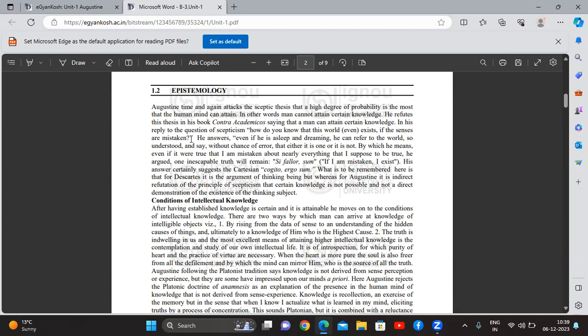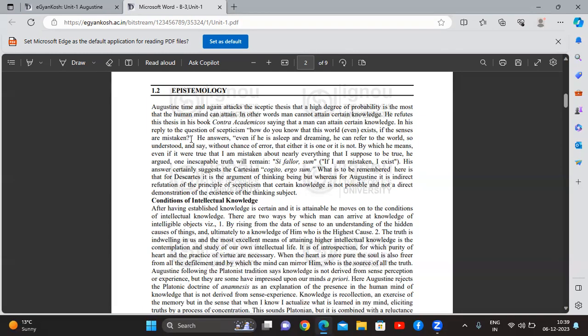So, अब ये इनको कैसे जवाब देता है? How does he answer these skeptics who say that how do you know that this world even exists if the senses are mistaken? Augustine answers, even if he is asleep and dreaming, he can refer to the world, so understand and say without a chance of error that either it is one or it is not, by which he means even if it is true that I am mistaken about nearly everything that I suppose to be true, he argued one inescapable truth will remain, that if I am mistaken, I exist.